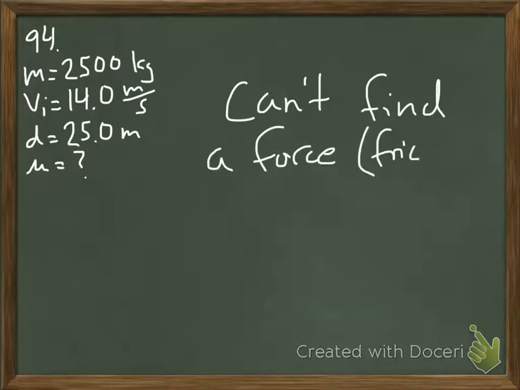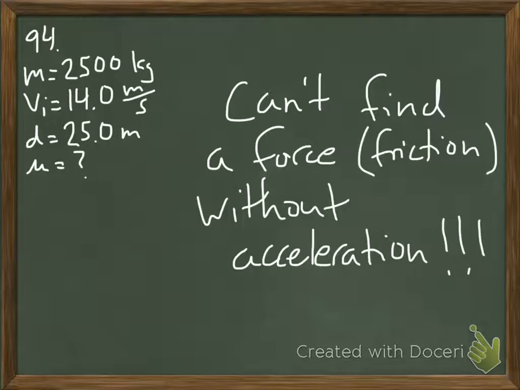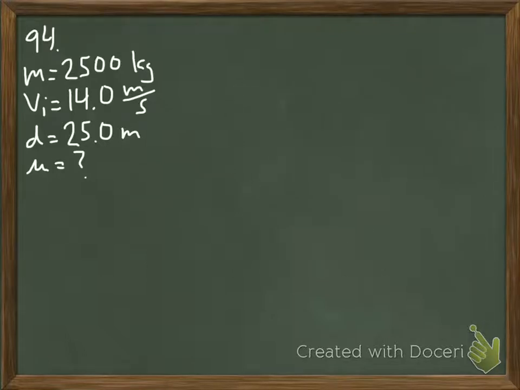So what do we do? Well, we can't find a force without an acceleration. When you come to problems like this, where they give you very few knowns and lots of unknowns, and you don't really know where to start, we know we have to deal with forces because we're given a mu here. It's asking for a mu, so we need to find the force of friction. In order to find any sort of force, you need to calculate the acceleration. So take a look at what we're given and see how we can find the acceleration.